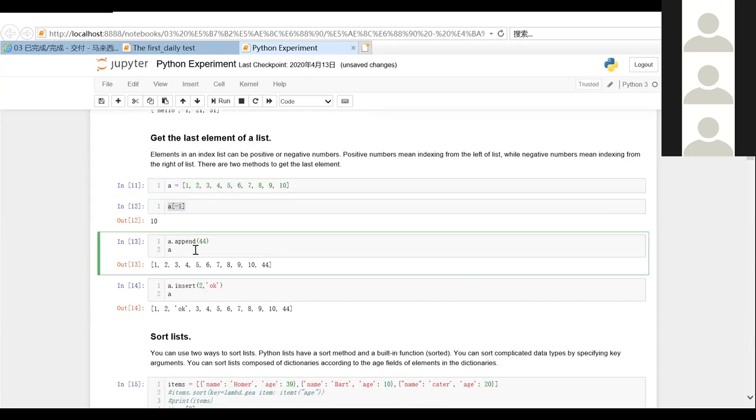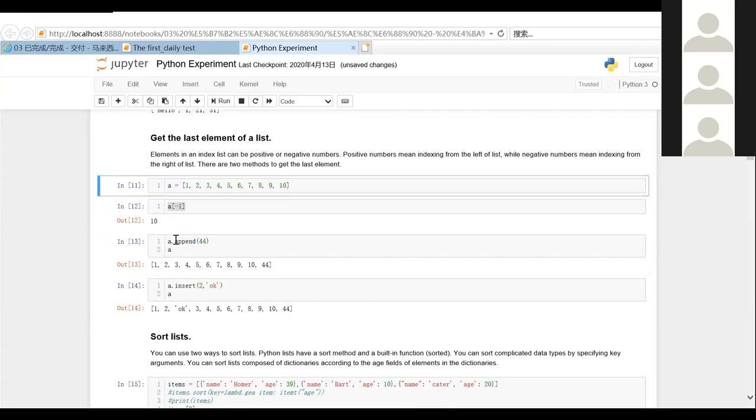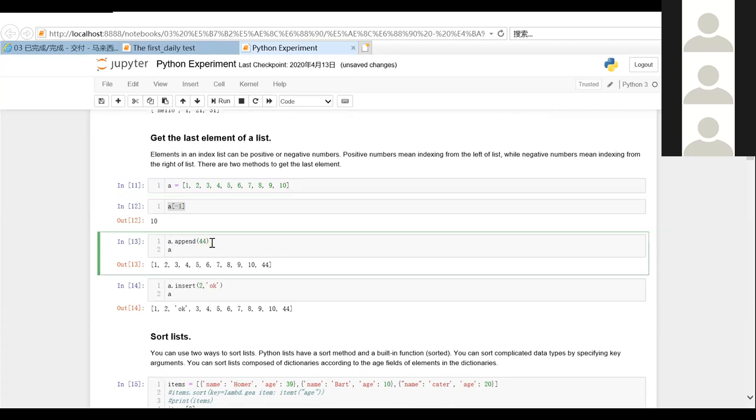And so a list is changeable. We can change the element values in a list. So we can add, we can delete, we can insert. So here we can use append. Here A is a list and we use a.append(44). So the 44 will be added into the list. So the last element will be 44.